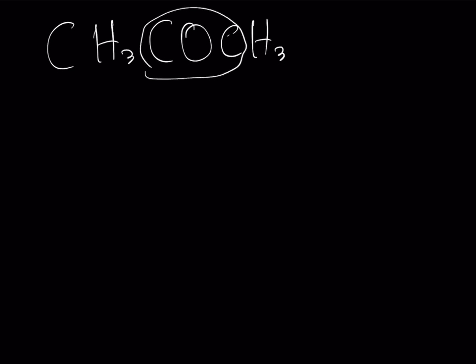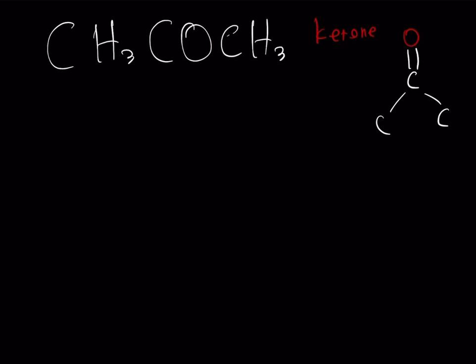Then we have CH3COCH3. Whenever you have a COC, this is called a ketone. So a ketone is where an oxygen attaches to a carbon, and then that carbon is attached to 2 other carbons. That's called a ketone. And more specifically, this region of the ketone, where the oxygen double bonds to the carbon, this is called a carbonyl group.